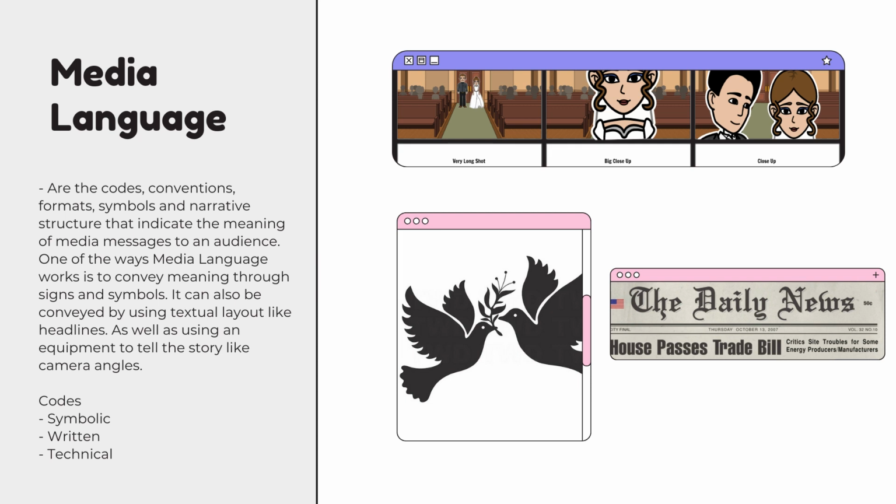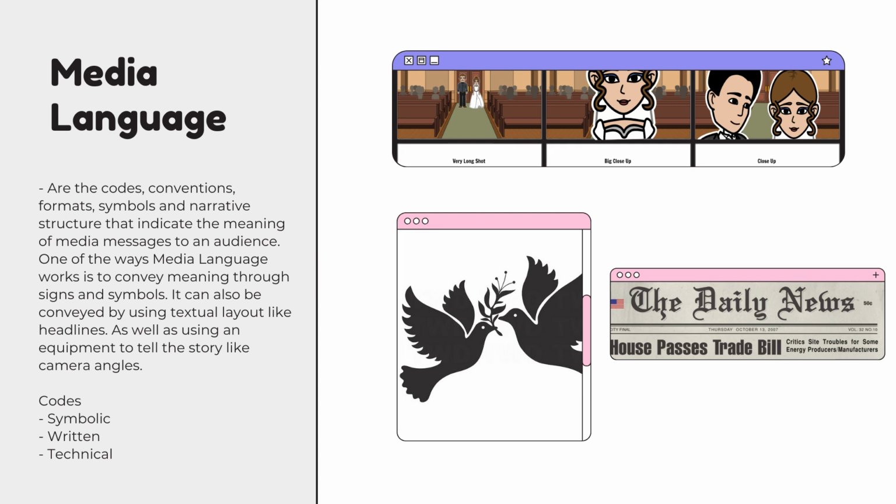story like camera angles. So, the codes are the many ways of communicating, but we will not be discussing this in depth, but I will be giving you an insight about it. So, symbolic codes means to convey meaning through sign and symbols, like you see in this picture right here, the birds. So, the birds, it symbolizes peace. So, the code here is symbolic.